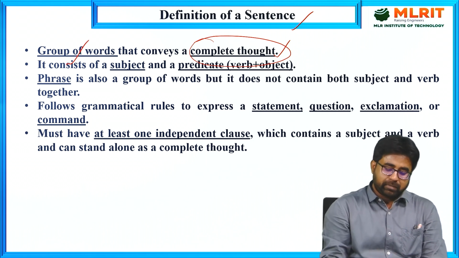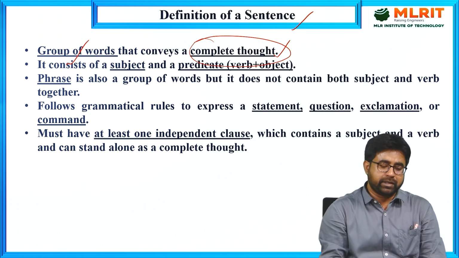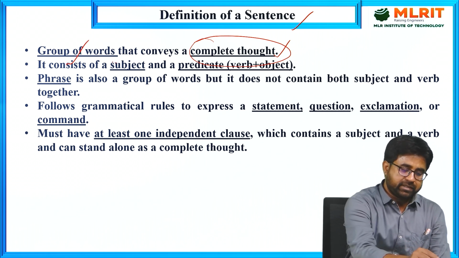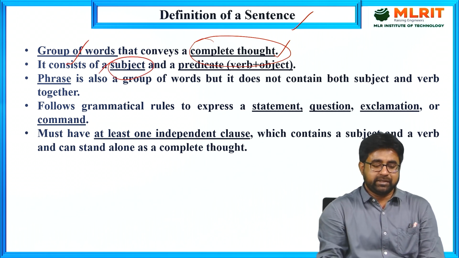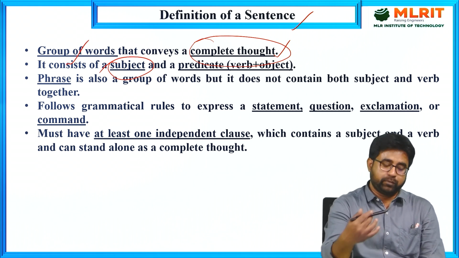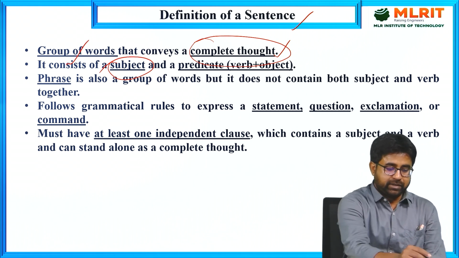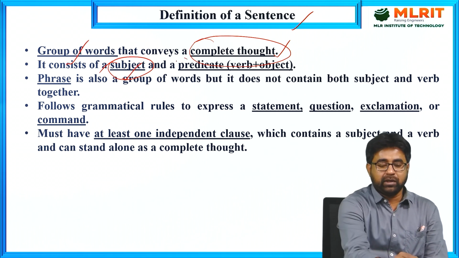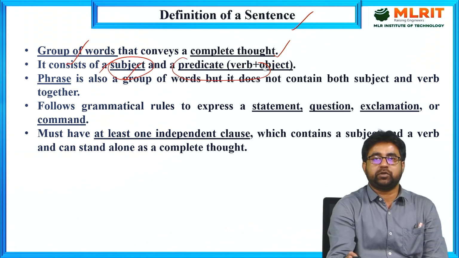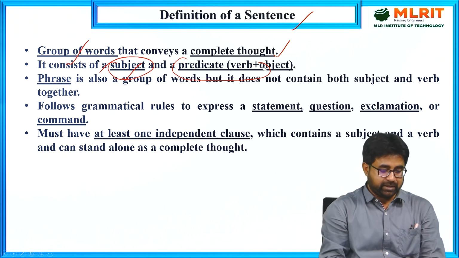So what are the elements of a sentence? What are the components of a sentence? You can see that there are different components in a sentence. The first thing is the subject. Subject means the person or thing that we talk about in a sentence, right? So that is the subject, and also a predicate. Now what is a predicate? Predicate is nothing but verb plus object. So something more about the subject.